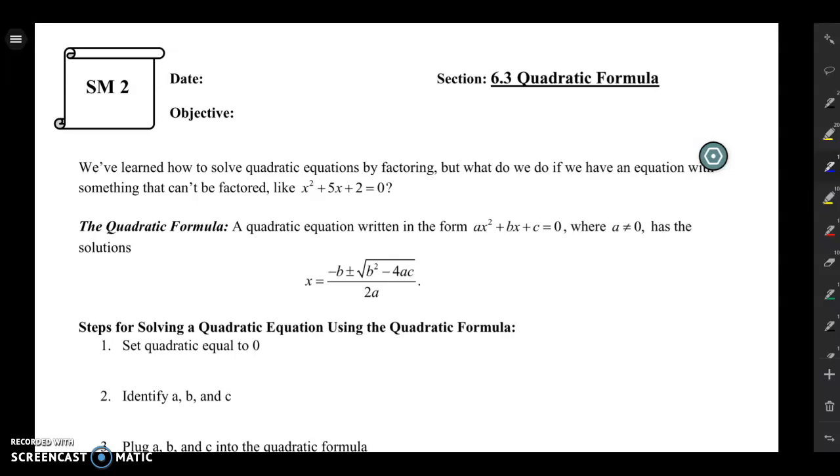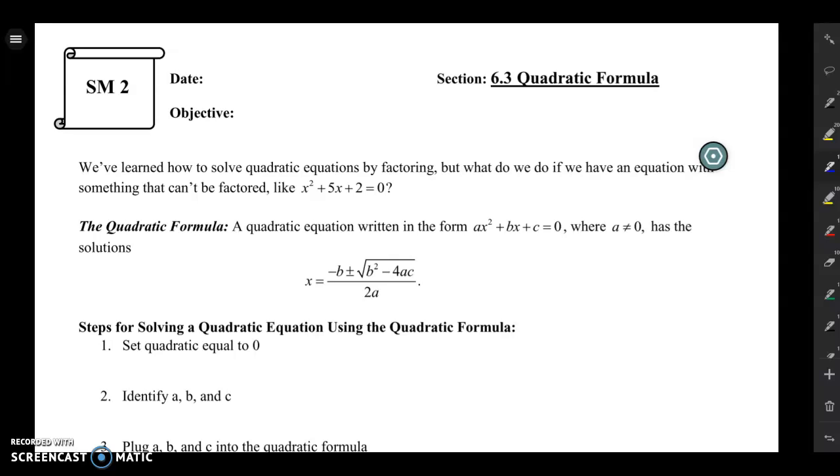Okay, today we are going to learn how to solve quadratics using something called the quadratic formula. So far we've learned how to solve quadratics using factoring and using square roots. Both of those methods work for some quadratics, but they don't work for others. The cool thing about the quadratic formula is that you can solve any quadratic using it.